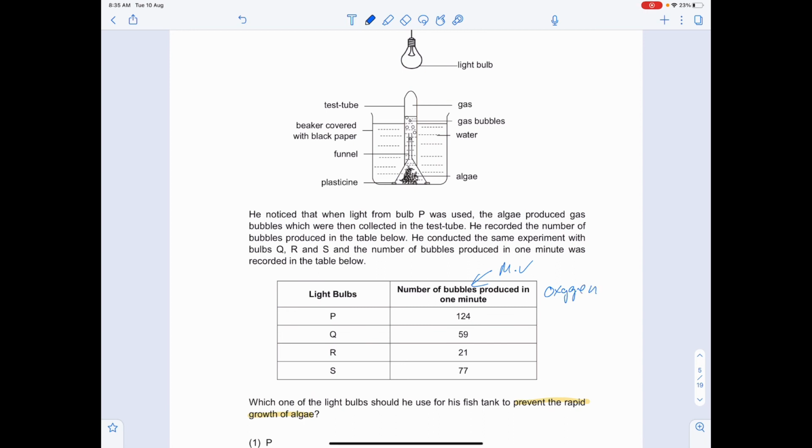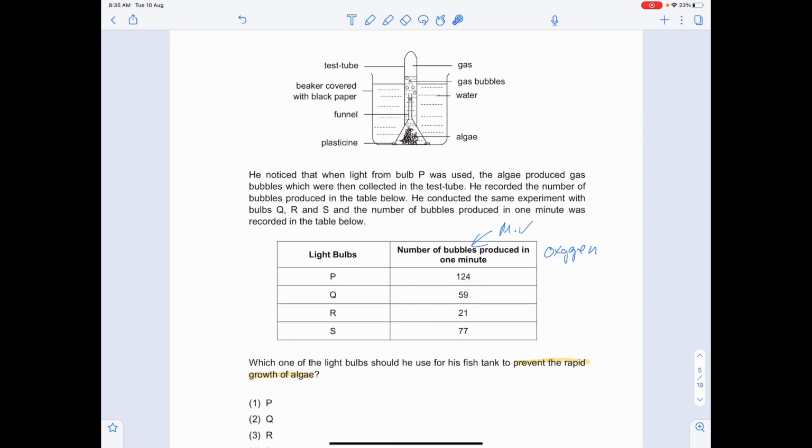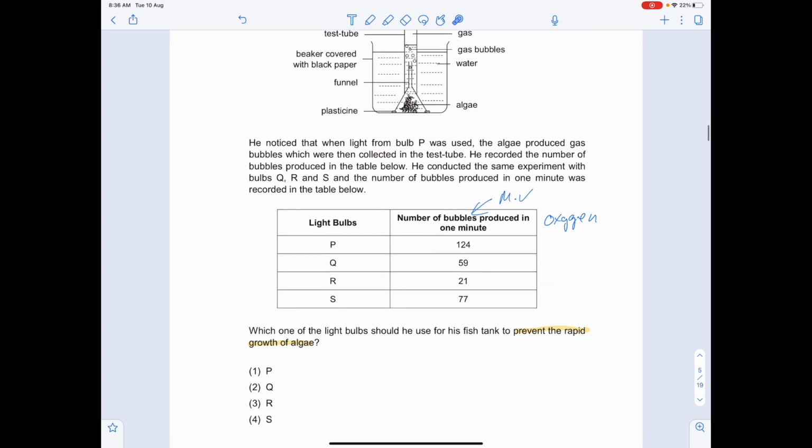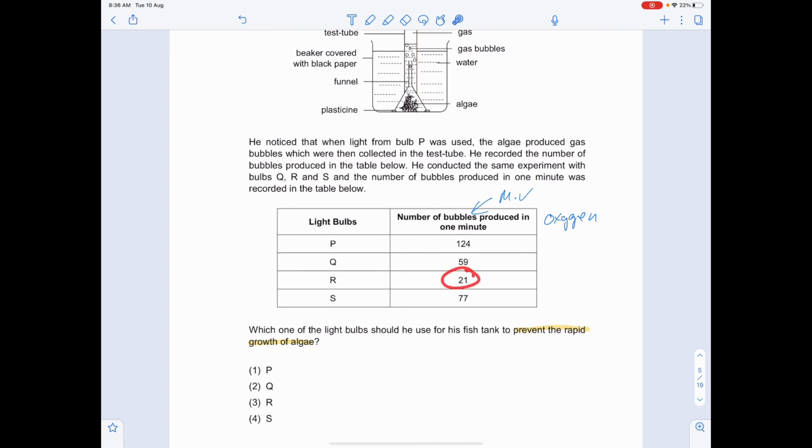So what it means is that the higher the amount of oxygen, the higher the amount of photosynthesis is happening. And with a higher rate of photosynthesis, you will get a higher rate of glucose production, which essentially translates to growth in plants. So if you want something that is slow growing, then you should choose R, because it actually prevents your algae from growing rapidly. So based on that, the answer should be number 3.